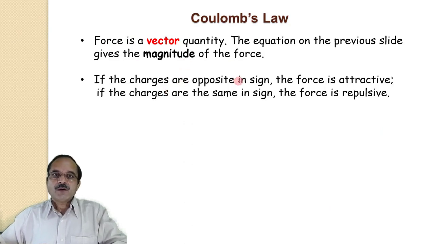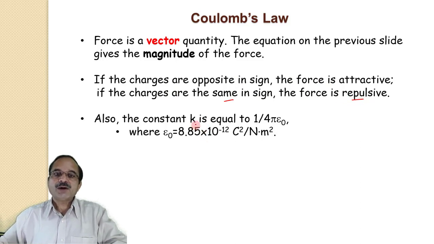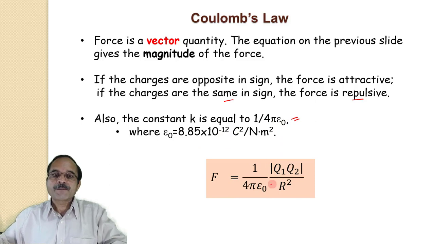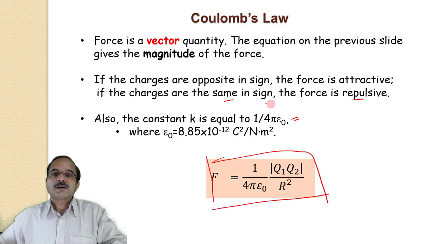If the charges are opposite in sign, the force is attractive. If the charges are same in sign, then force is repulsive. And the proportionality constant K is 1 upon 4 pi epsilon 0, where epsilon 0 is the permittivity of the medium. So after substituting the value of epsilon 0 here, that is 8.85 into 10 raised to minus 12 Coulomb square per Newton meter, this is the expression for force between two charges Q1 and Q2.